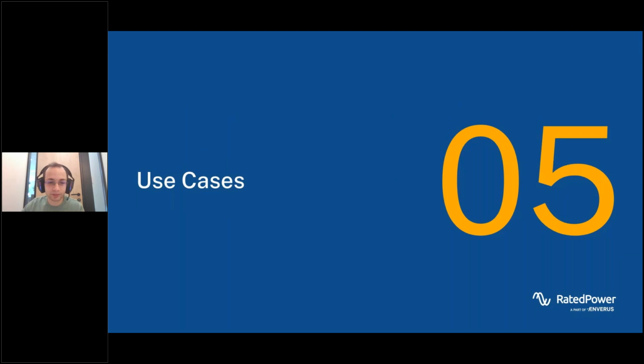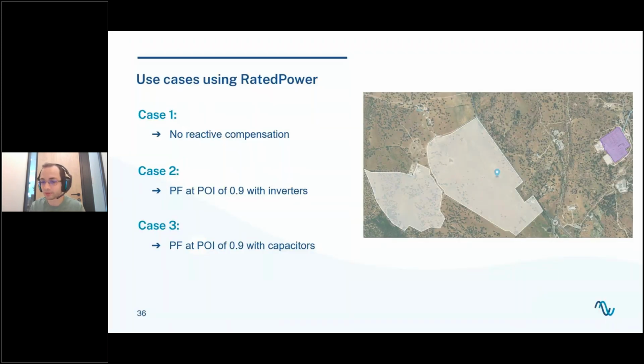So we have just a simple 3 cases. So this is a site created in RatedPower. It's in Madrid, near my hometown. So we're gonna just showcase 3 simple cases with different reactive compensation strategies. First of them without reactive compensation, so the old PV plant 10 years ago. We don't care about anything regarding power factor. Second one with a requirement of 0.9 power factor at the point of interconnection, achieved only with inverters. And the third one, the same thing, but we're gonna mix inverters and capacitor banks.